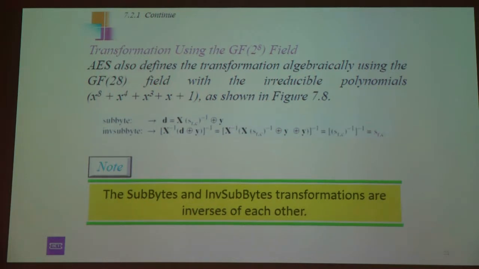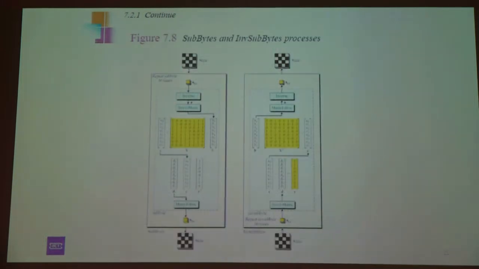using the GF(2^8) field with the irreducible polynomial. This is the irreducible polynomial. So if you have D, what is D? It is the matrix multiplied with the inverse of X, plus Y, and it will be converted back, and it could be done in reverse. Anyways, bottom line, you could do it by a table, or you could do it by hardware. So sub-bytes and inverse sub-bytes transformations are inverses of each other. Alright? So that's how we do it in hardware.